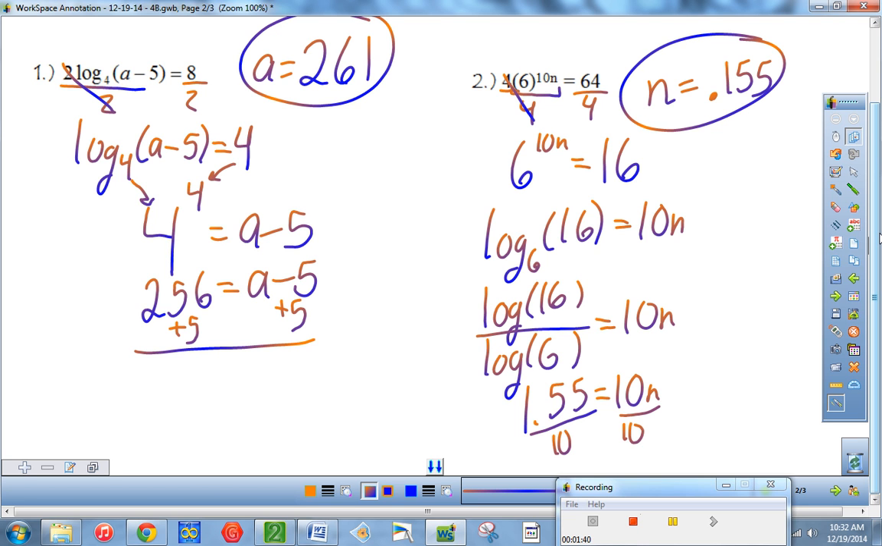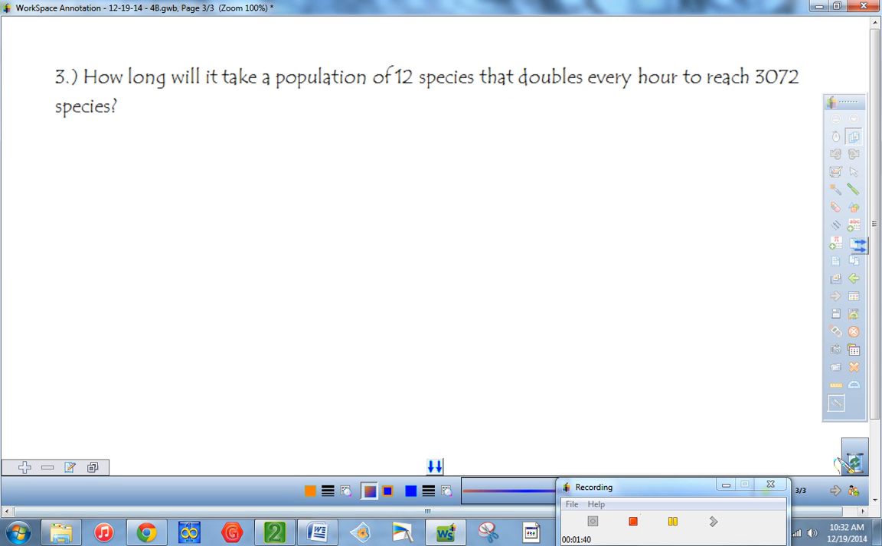Want to look at the word problem? If I know you mean yes, Miss Holly, please, let's do the word problem. I love word problems, they're my favorite. Okay. Alright. How long will it take a population of 12 species that doubles every hour to reach 3,072 species?